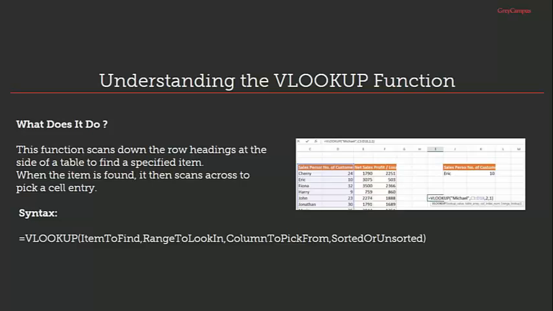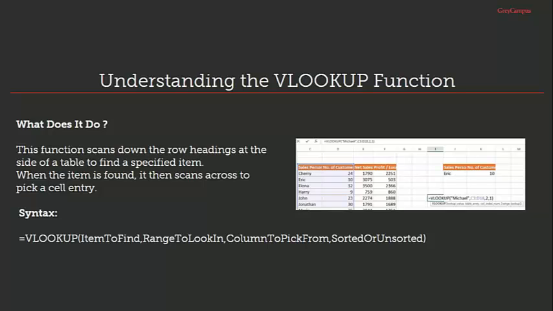So what does it do? This particular function actually scans down the row headings. Just understand one thing. If your data is in vertical format, how do you say vertical format? Vertical format means that whenever you are adding a record, if it adds one below another, then it would be termed as vertical data. And if it is adding on the right hand side, then it will be termed as horizontal data. So vertical data and horizontal data.